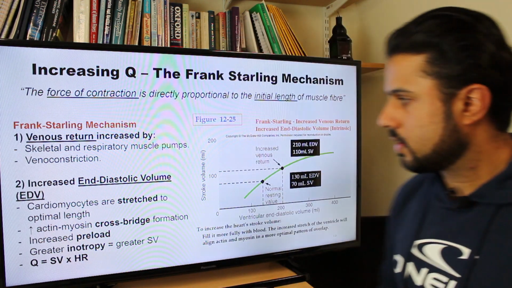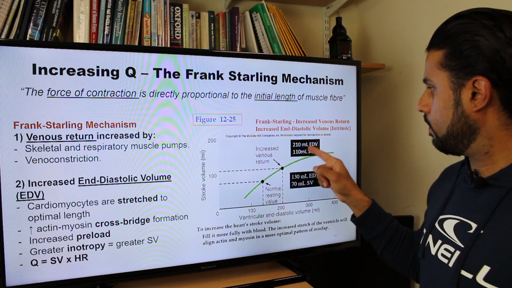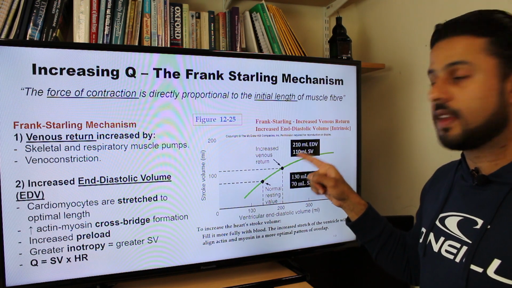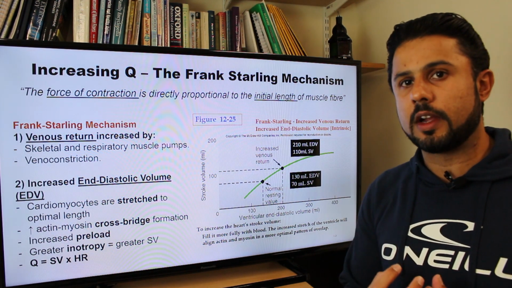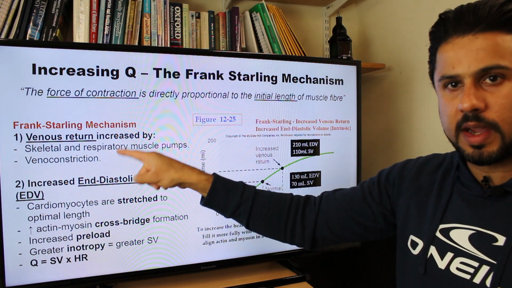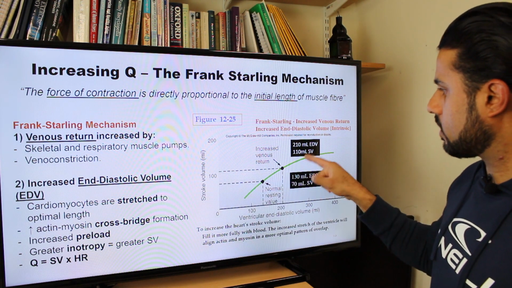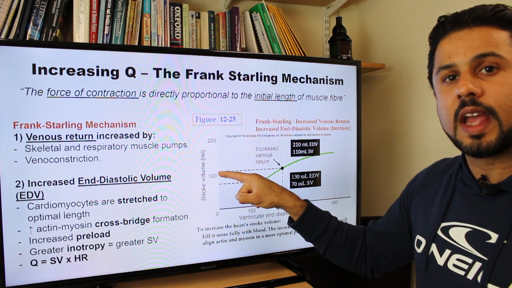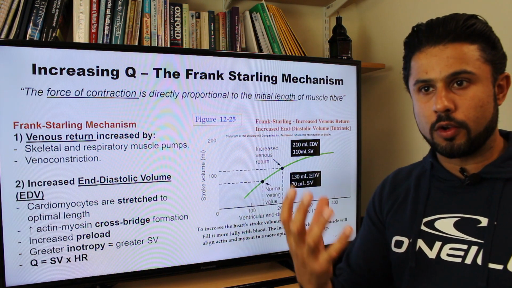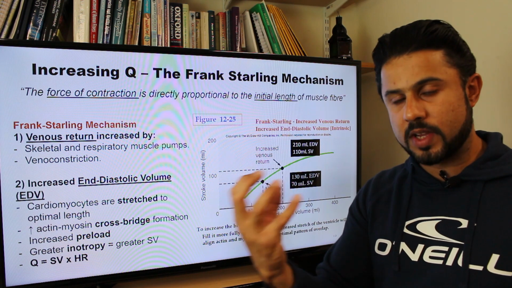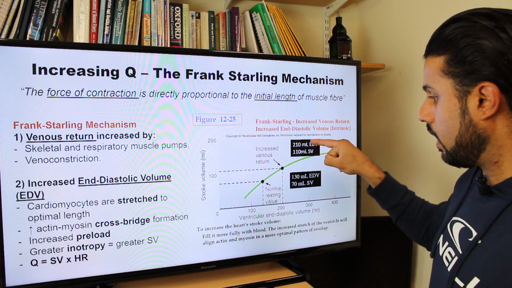As soon as we start exercising, your end diastolic volume is actually going to increase to 210 ml. So you're going to have more filling. The more filling is going to happen through these mechanisms that we've talked about here. And that's going to translate to about 110 mils of stroke volume, so the amount of blood that's pumped out to the body. That's quite a large difference.